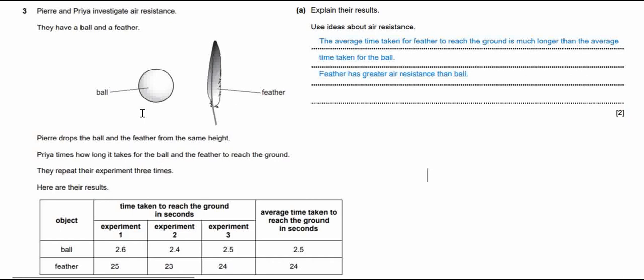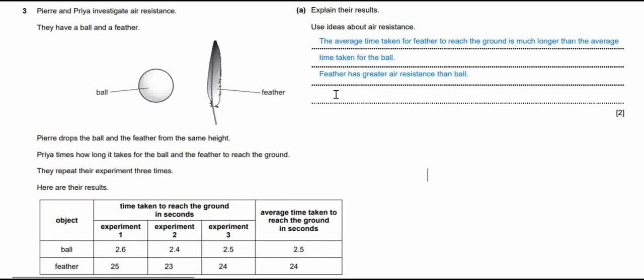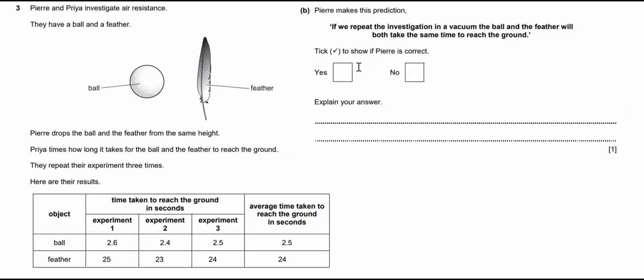To explain the results using the idea of air resistance, the average time taken for the feather to reach the ground is much longer than the average time taken for the ball, which is only 2.5. 24 is longer than 2.5, so the feather has greater air resistance than the ball. That's how we explain air resistance. Now we move to question B.